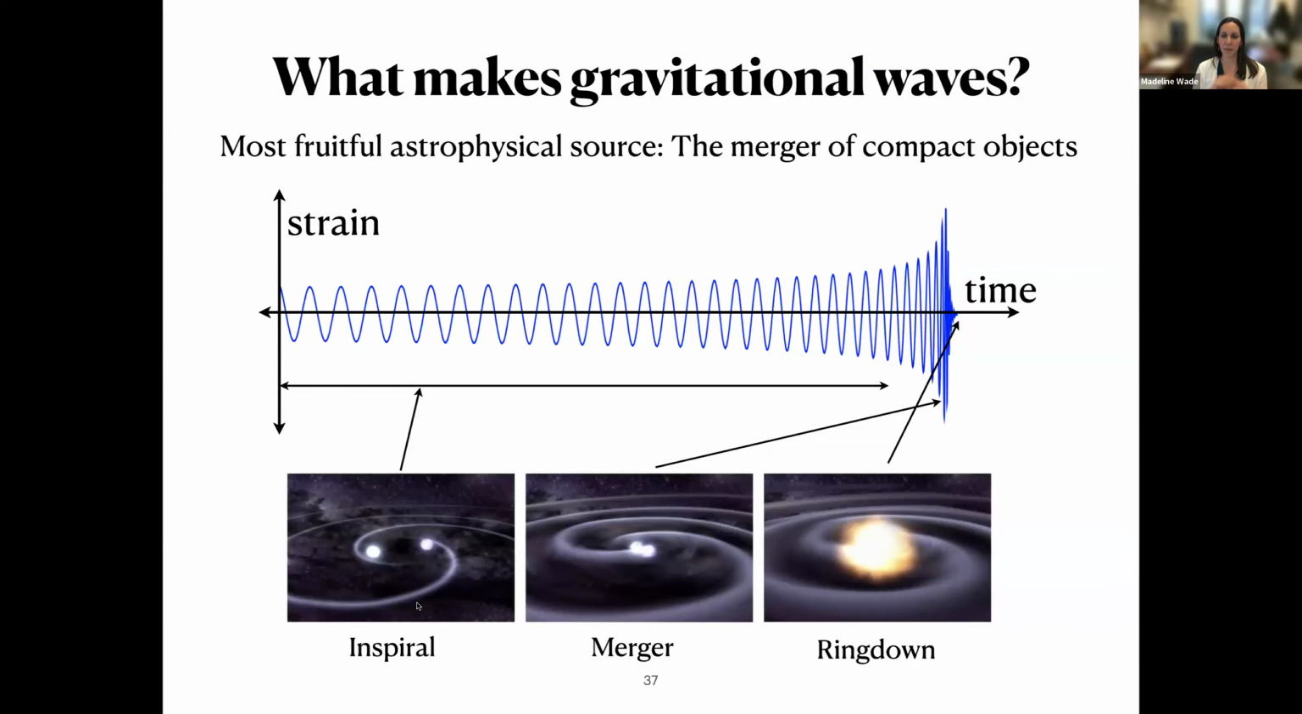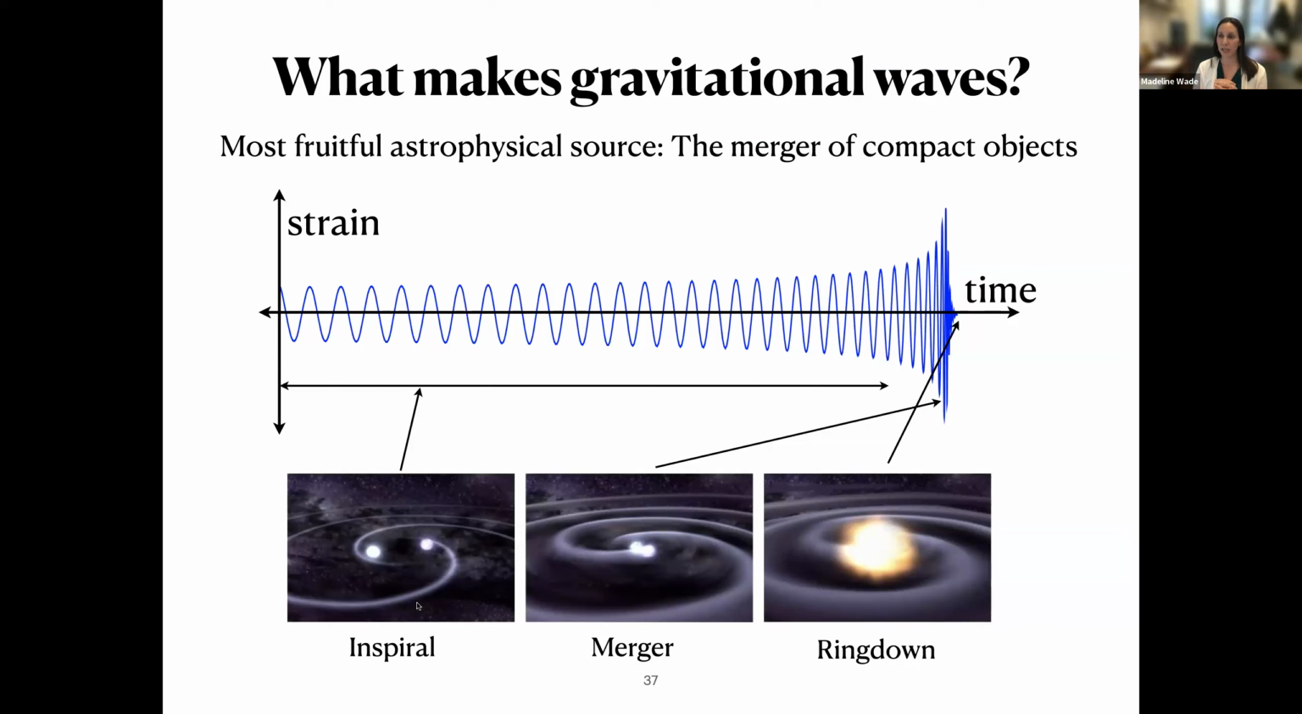Okay, so what makes gravitational waves? Well, actually anything that accelerates through space-time makes gravitational waves. So like I can shake my hands around and make gravitational waves. Turns out those are so small that no one has any hope of ever detecting them. The most fruitful astrophysical source for gravitational waves actually ends up being the merger of very compact objects, things like neutron stars and black holes.